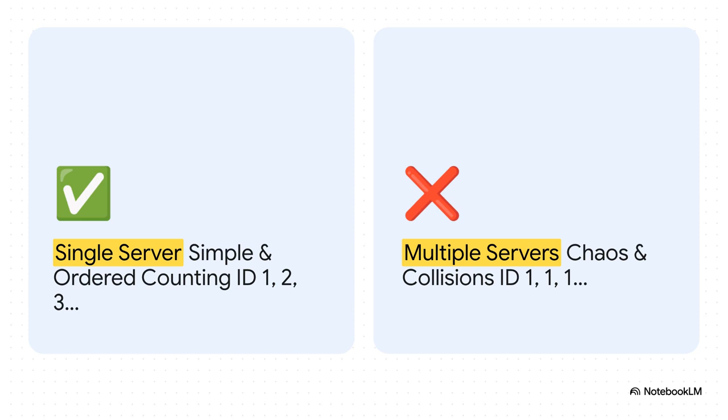And you can see the problem right here on the screen. On the left, with just one server, everything is neat, it's ordered, super simple. But look at the right. In a real-world system, 3 different servers could all try to assign ID 1 at the exact same time. That's a collision, and for a database, that is an absolute disaster. It's just not allowed to happen.